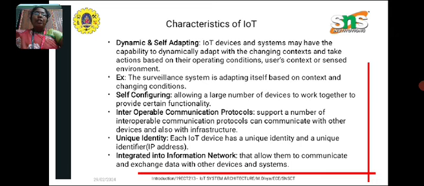Interoperable communication protocols: IoT supports a number of interoperable communication protocols, so devices can communicate with other devices and also with infrastructure. Unique identity: each IoT device has a unique identity and unique identifier, such as an IP address, so that we can communicate easily with other devices. Integrated into the information network: IoT devices can communicate and exchange data with other devices and systems.